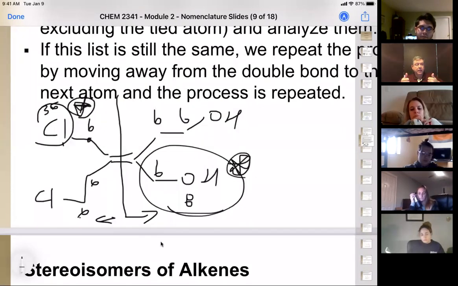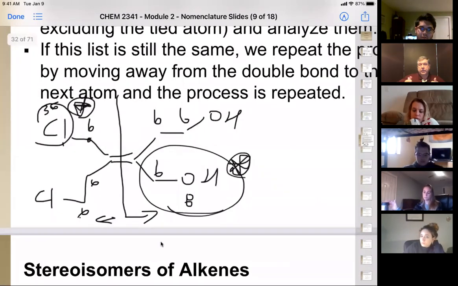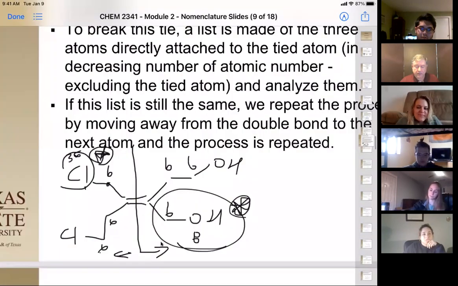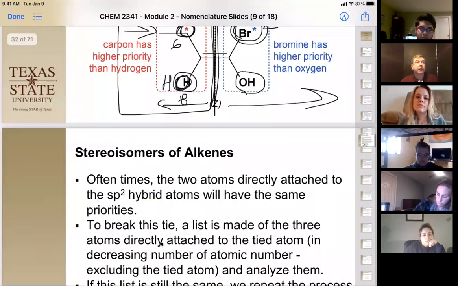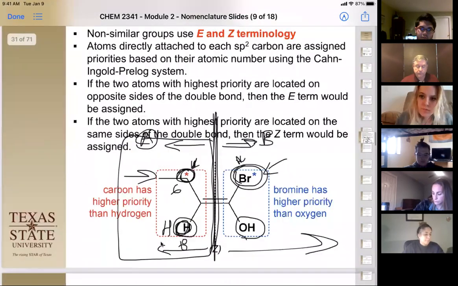Okay. So that's stereochemistry for alkenes. When we pick up on Thursday, we are going to talk about alkynes. And luckily there's no stereochemistry in alkynes. Questions on alkenes and or stereochemistry in our last couple of minutes here?